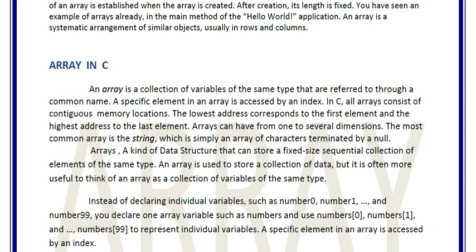Array in C. C means C programming. An array is a collection of variables with the same type. That means if the variable type is character, then all the elements should be of character type, that are referred to through a common name.